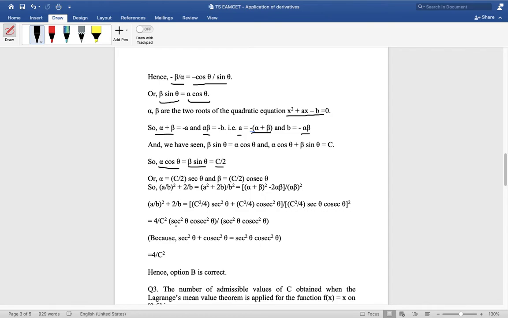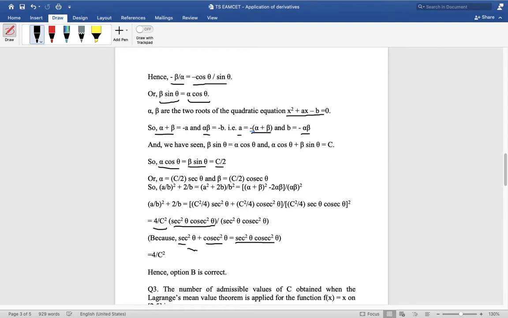c square by 4 into (secant square theta plus cosecant square theta), and this is (c square by 4) whole square. So c square by 4 will get cancelled, and you will get 1 by c square by 4 in the denominator, and when you take the reciprocal of it, you will get 4 by c square, right? And secant theta cosecant theta square will be secant square theta cosecant square theta. Over here, I was left with secant square theta plus cosecant square theta. I have replaced it with secant square theta cosecant square theta, because secant square theta plus cosecant square theta is secant square theta cosecant square theta.